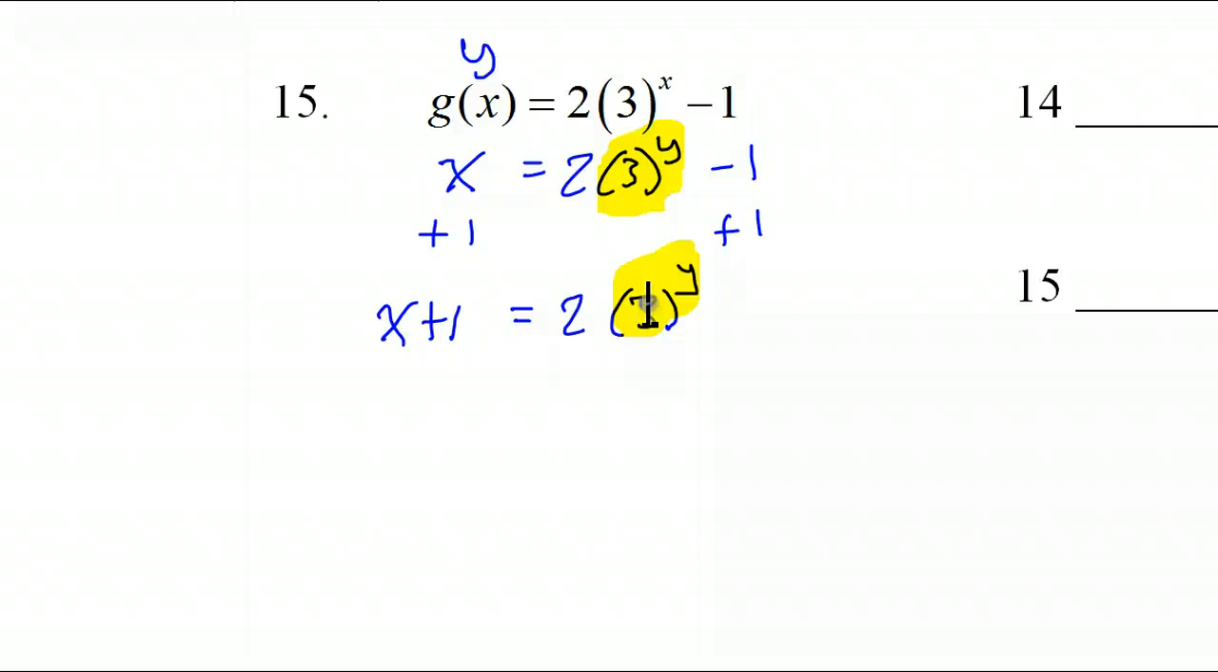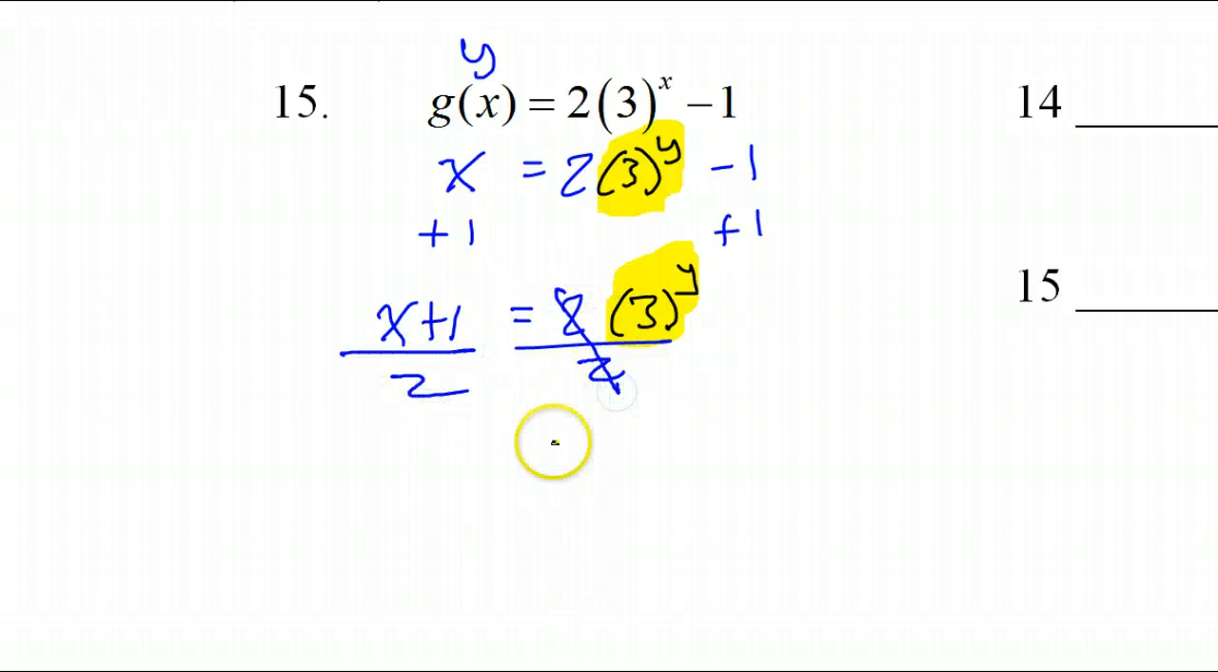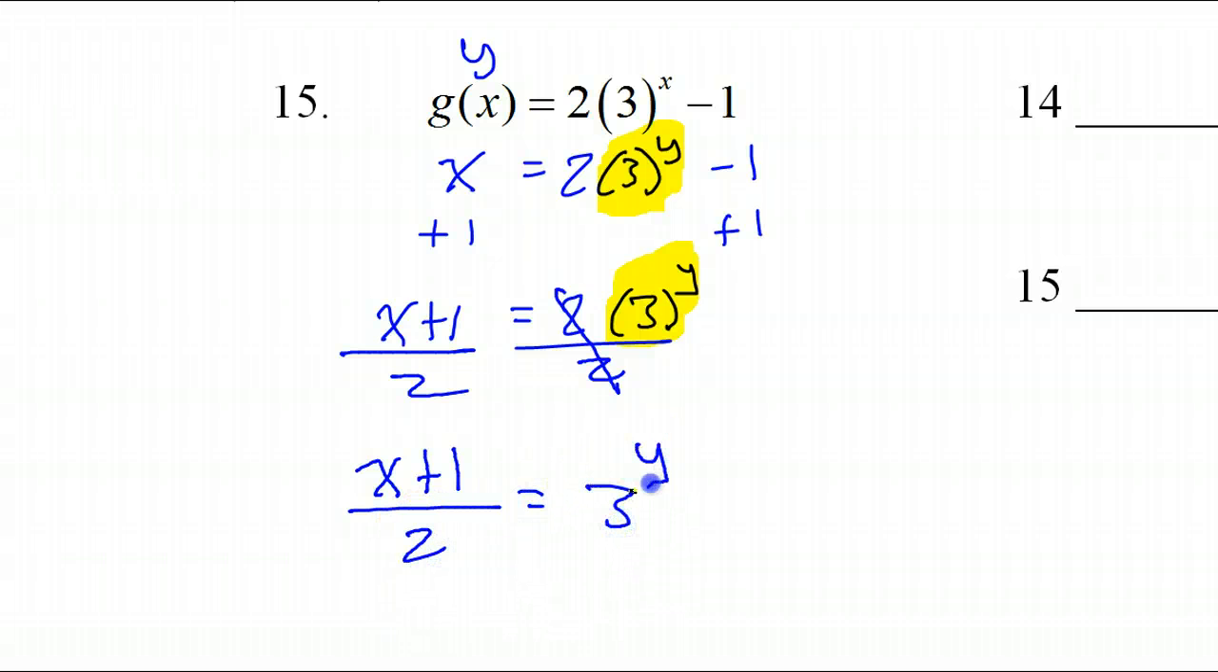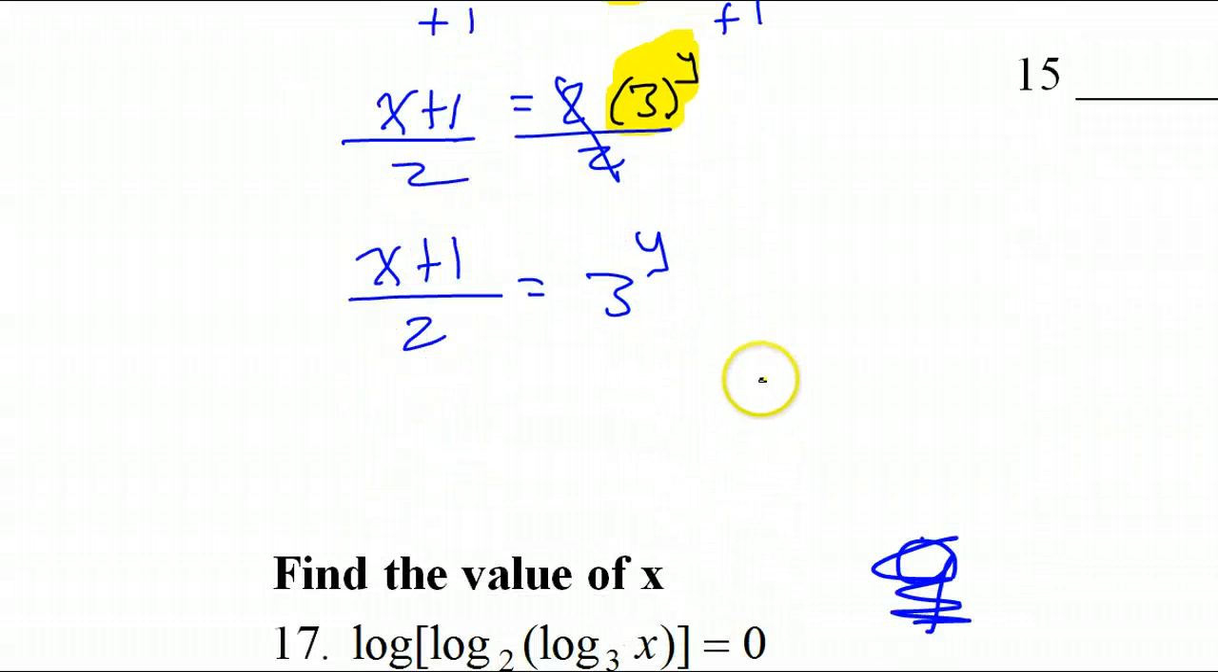Okay, I still need to get this part by itself. So now I'm going to divide both sides by 2, like that. So that'll give me x plus 1 over 2 is equal to 3 to the y power. Now that I have the base and power by itself, now I can rewrite this in log form. Now I'm still going to start with the base. Log form obviously involves the log, and it goes log base 3, like that.